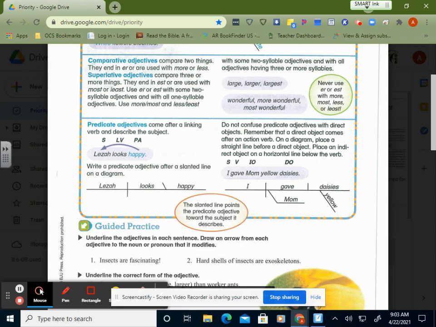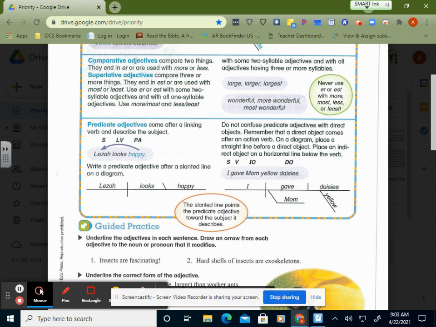Going down here, this tells you when to use ER, EST, when to use more, most, less, least. Use ER or EST with some two-syllable adjectives and with all one-syllable adjectives. So shorter words, use ER and EST. Use more and most or less and least with some two-syllable adjectives and all that have three or more. So basically that's shorter words versus longer words, okay? And here's examples. Large, larger, largest.